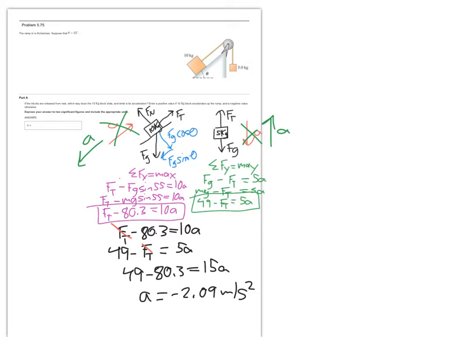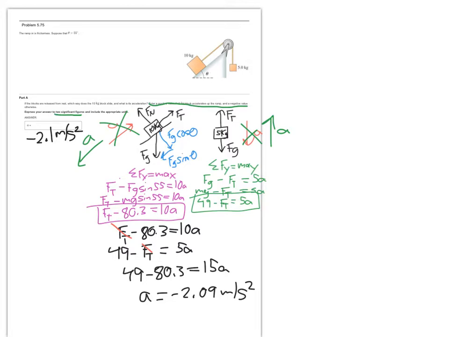And so I can go ahead and insert my answer. I want it to 2 sig figs with units, and it says enter a positive if it accelerates up the ramp and a negative if it accelerates down. So I'm going to enter a negative because the 10 kilogram is accelerating down, and rounding to 2 sig figs is just going to be negative 2.1 meters per second squared.